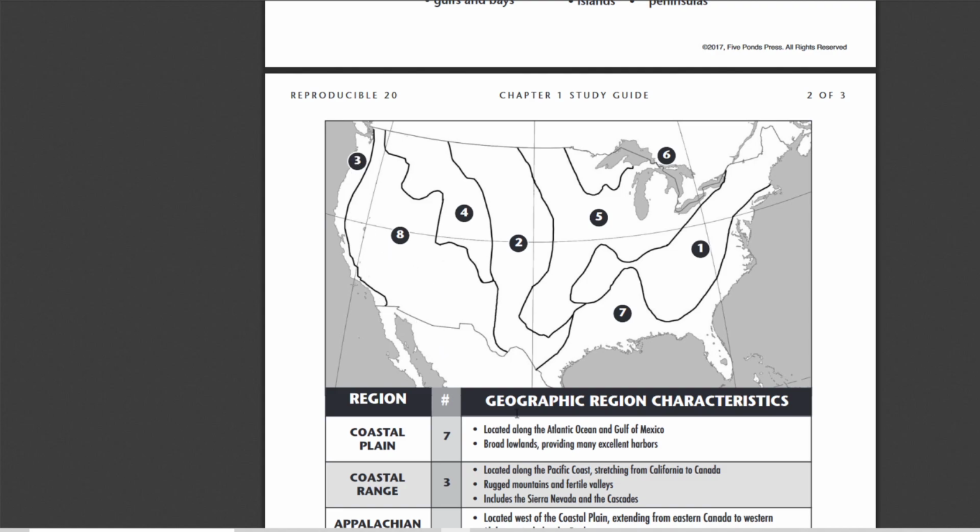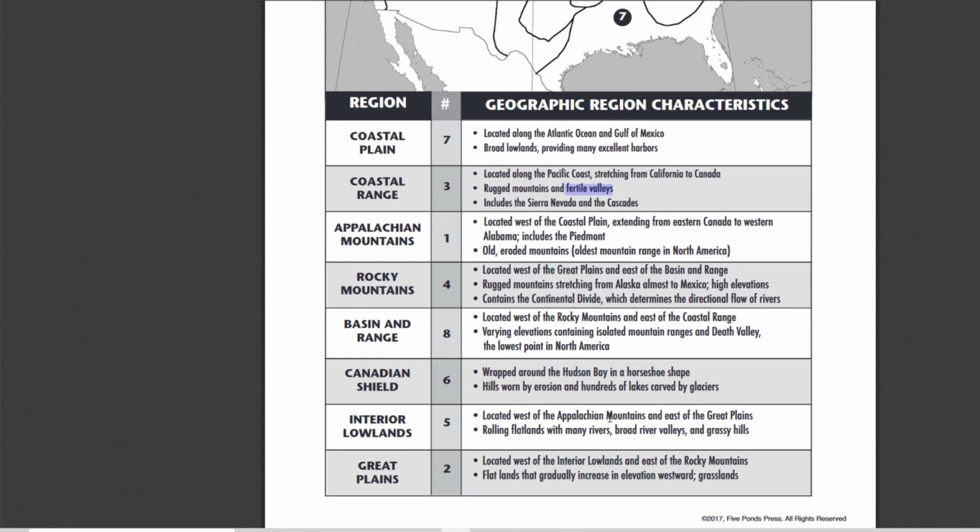And then we have the coastal range, which has fertile valleys right here. It also includes the Sierra Nevadas and the Cascades right through there. And it's along the Pacific coast. Okay, I'll pause it right there so you can take a look at it.